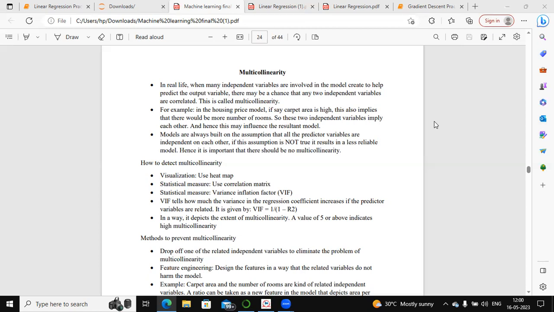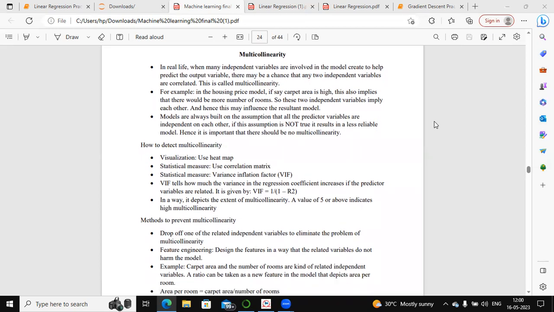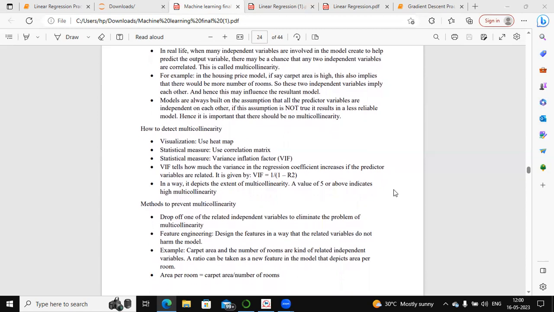Another statistical measure is the variance inflation factor. Variance inflation factor tells us how much the variance in the regression coefficient increases if the predictor variables are correlated. It is given by the formula VIF is equal to 1 by 1 minus R squared. In a way, it depicts the extent of multicollinearity. A value of 5 or above indicates high multicollinearity. So a variance inflation factor of 5 or above indicates there is high multicollinearity. Okay. So what are the ways to prevent multicollinearity?